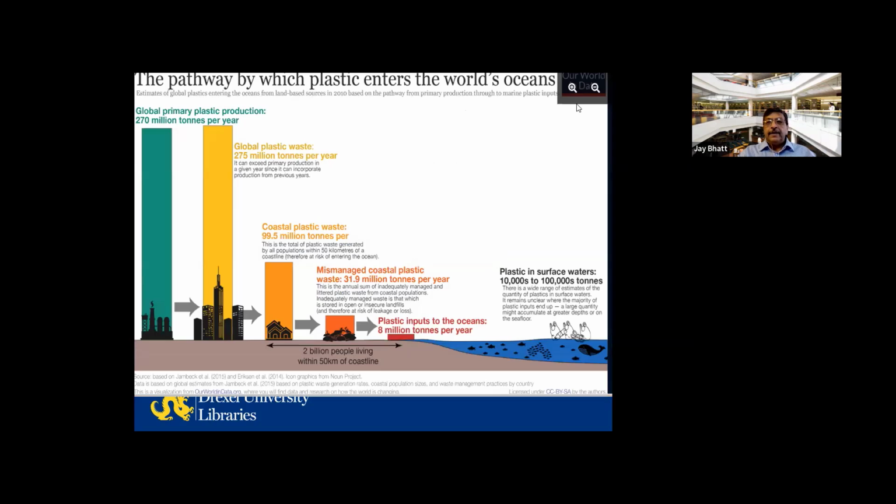And here is a nice little chart, also from ourworldindata.org. This is a little more recent, from 2015. Mismanaged coastal plastic waste is 31.9 million tons per year, plastic inputs to the oceans 8 million tons per year, plastic in surface water 10,000 to 100,000 tons per year. So global plastic waste has gone up to 275 million tons per year.